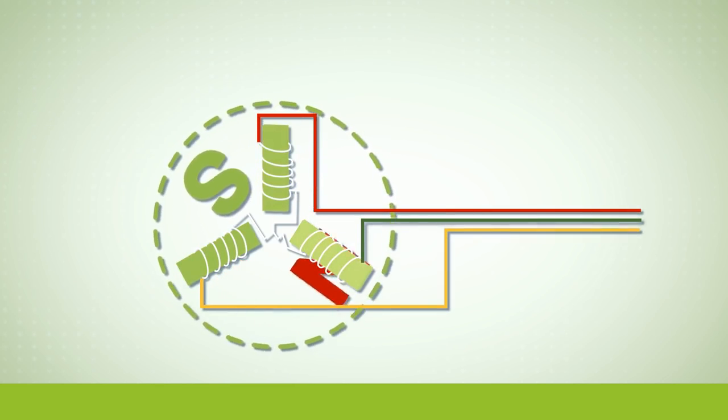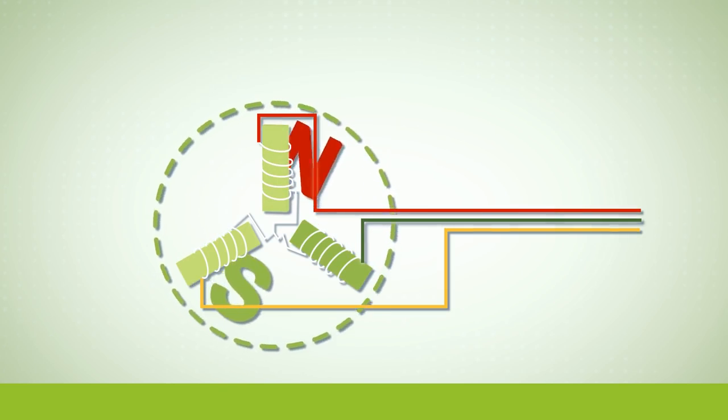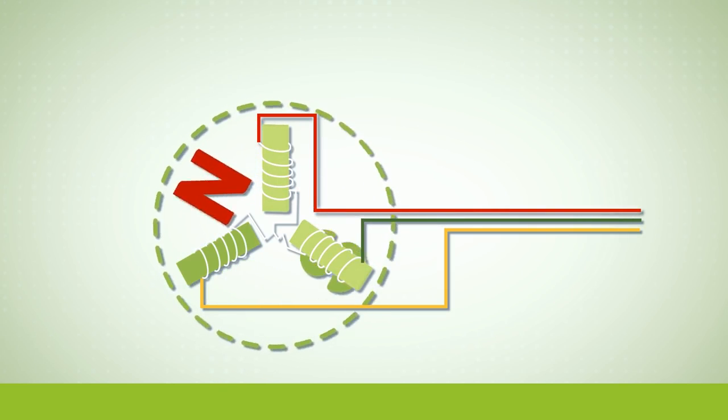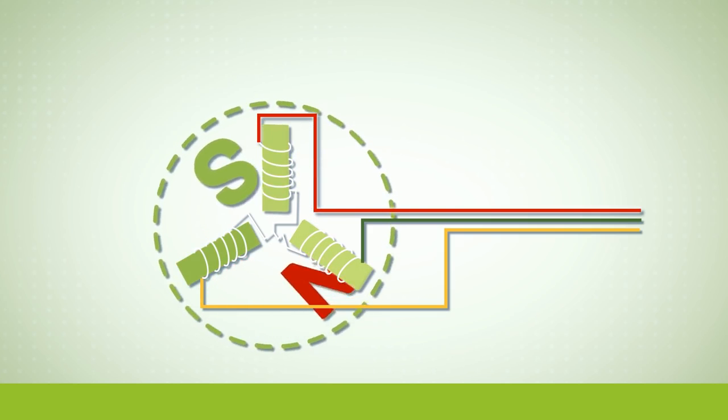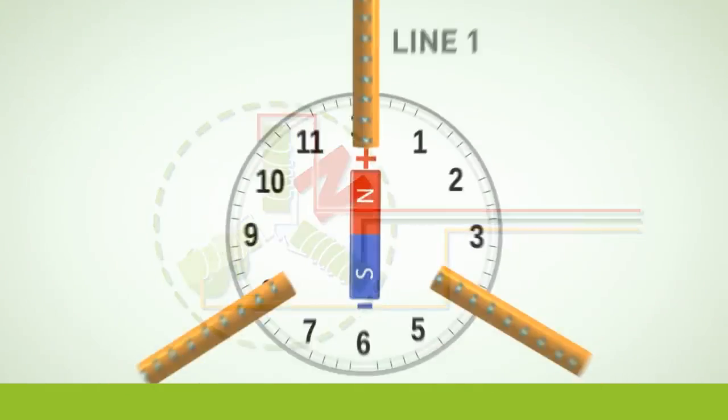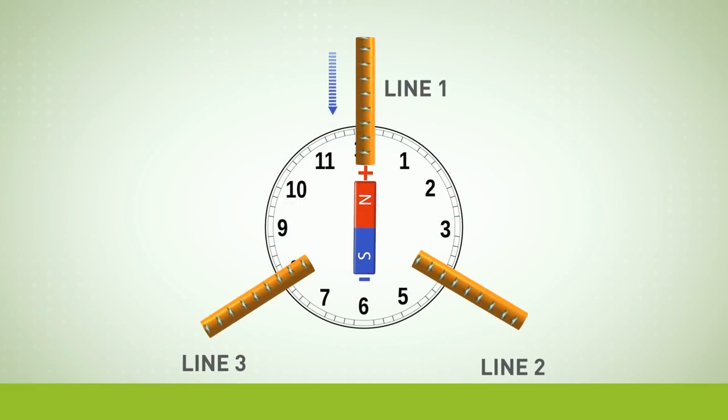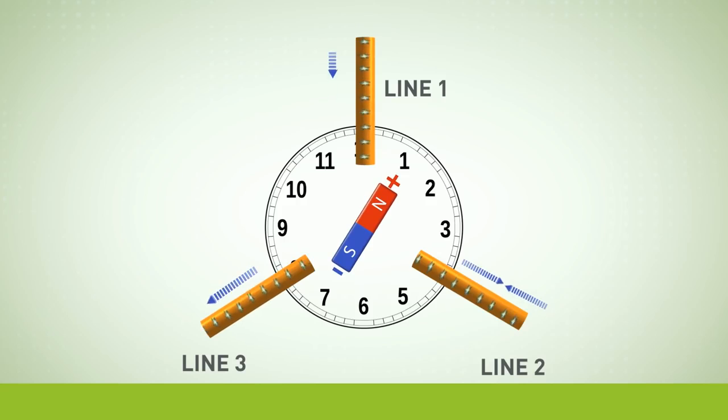In each of these three lines, as the electrons are moving back and forth, they are not always moving in the same direction or speed as the other two lines. Let's look again at the example. As the magnet is spinning, when the north pole is at 1 o'clock, it becomes perpendicular to line 2, so of course the electrons stop moving in line 2.